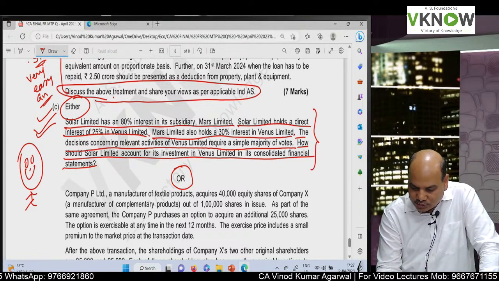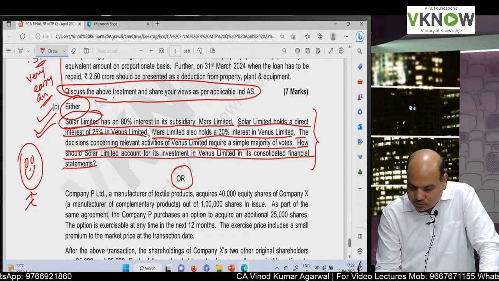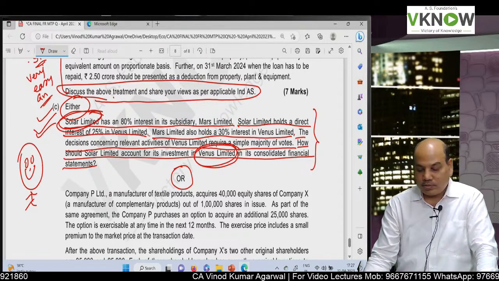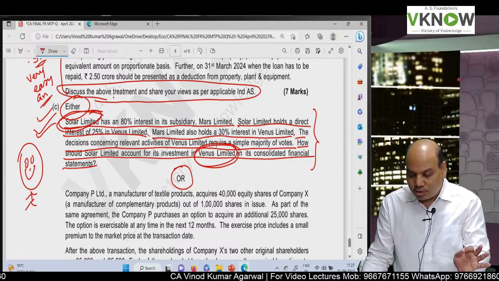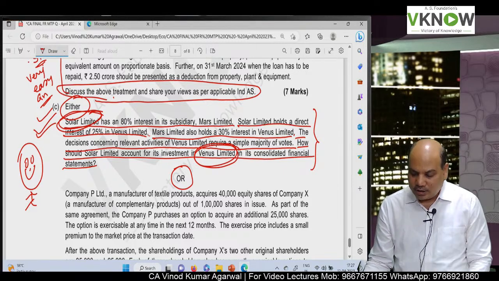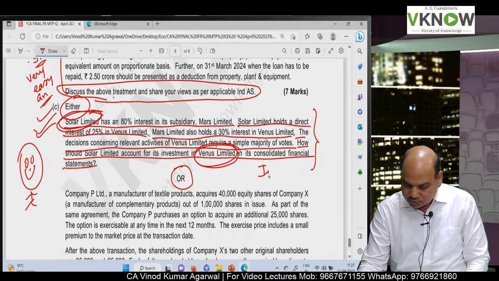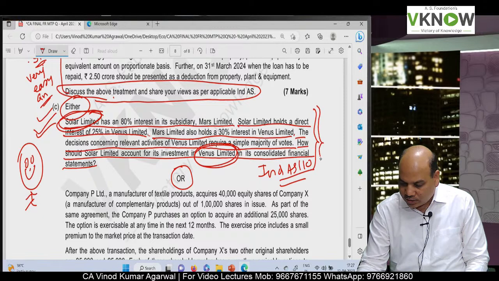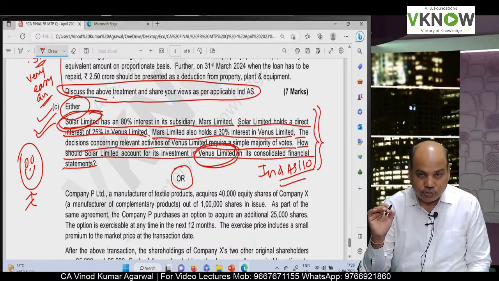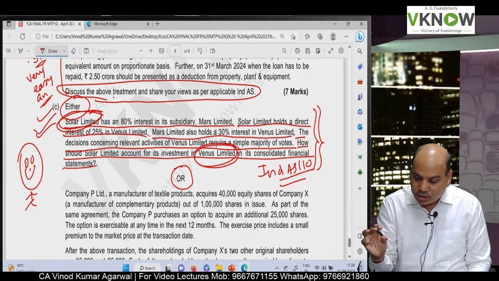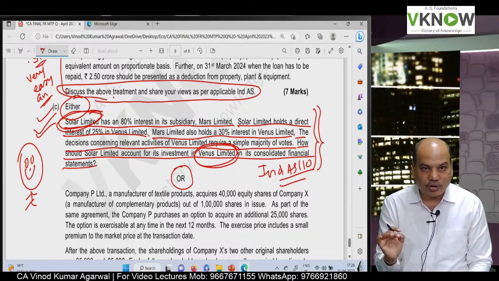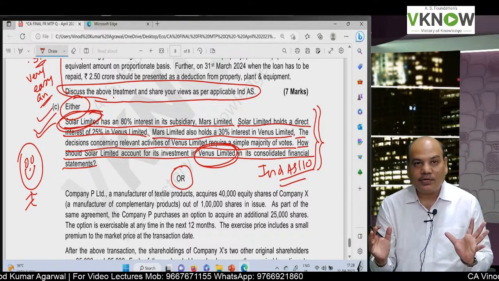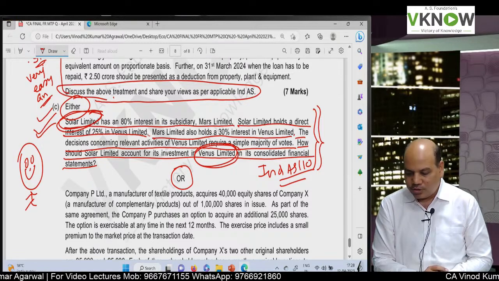So basically you have to answer whether Venus Limited is a subsidiary of Solar and why, whether Solar exercises control, and if yes, they will apply Ind AS 110. So this is a basic theory question of Ind AS 110. Based on the case study presented, you have to answer whether control exists over Venus Limited or not. If yes, then your answer will be, it will be consolidated as per Ind AS 110.